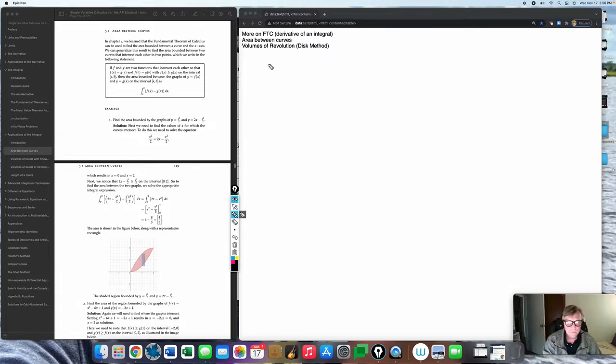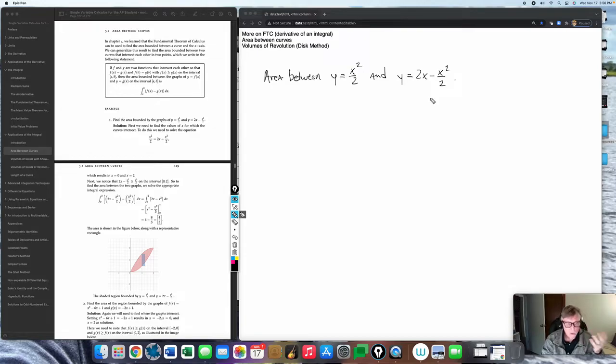We'll see. So for example, let's say that we want to do this problem. We want to find the area. Yeah, this is much better. Area between y equals x squared over 2 and y equals 2x minus x squared over 2. Okay, how do we do that?